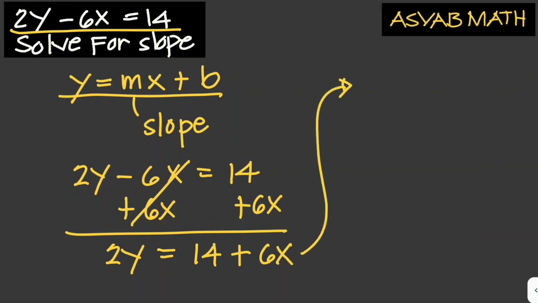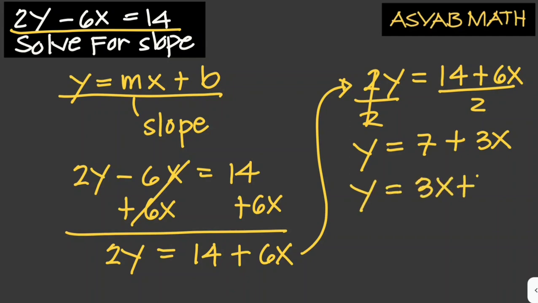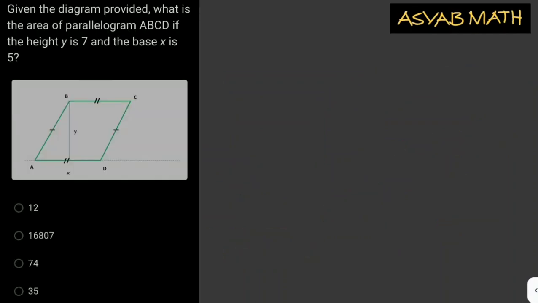Then we divide both sides by the coefficient of y, which is 2. So this would be y equals 14 divided by 2 is 7, and 6 divided by 2 is 3x. Then we write this as y equals 3x plus 7. Therefore, our slope here is just equal to 3.